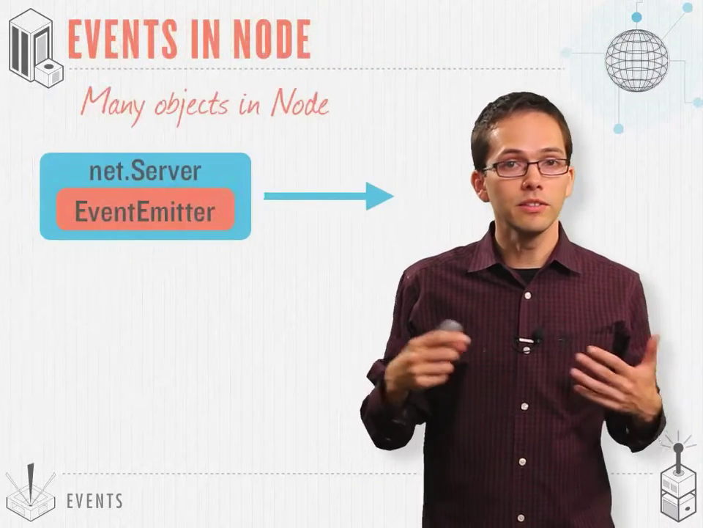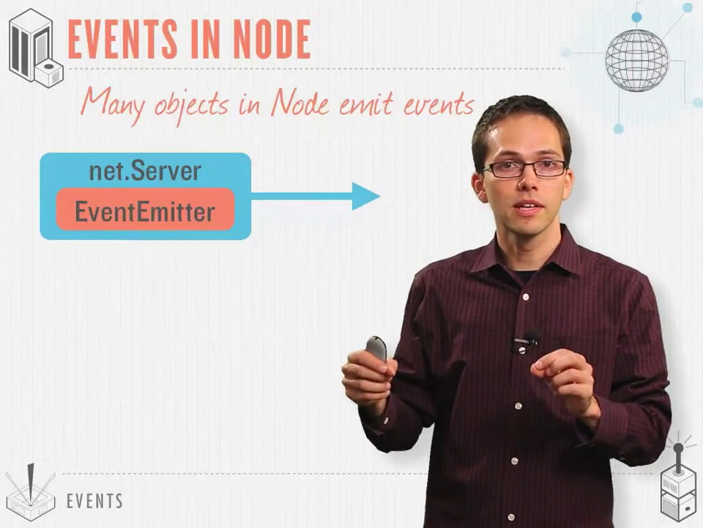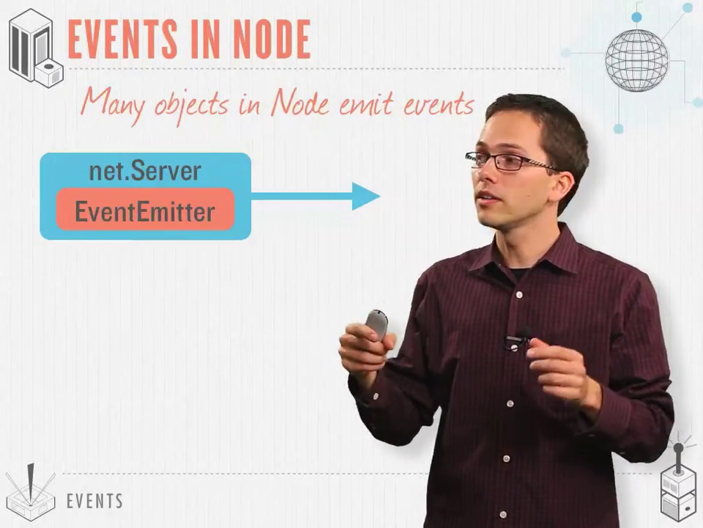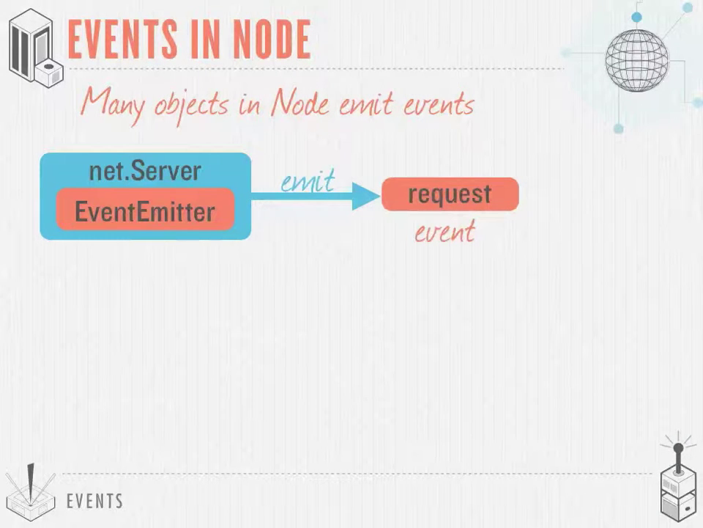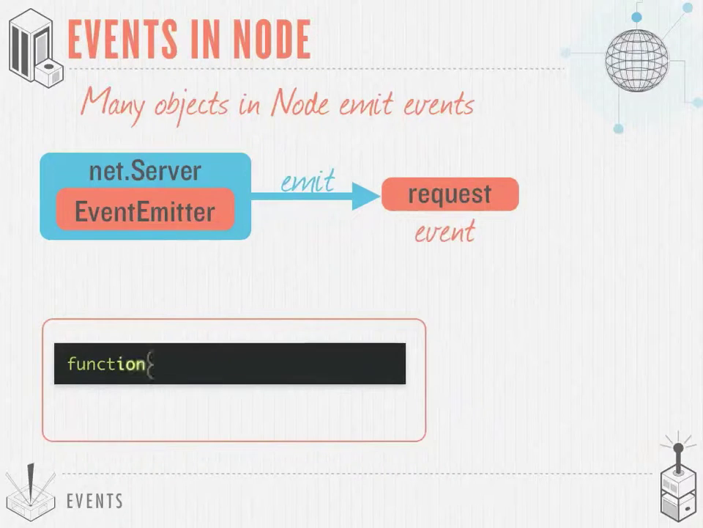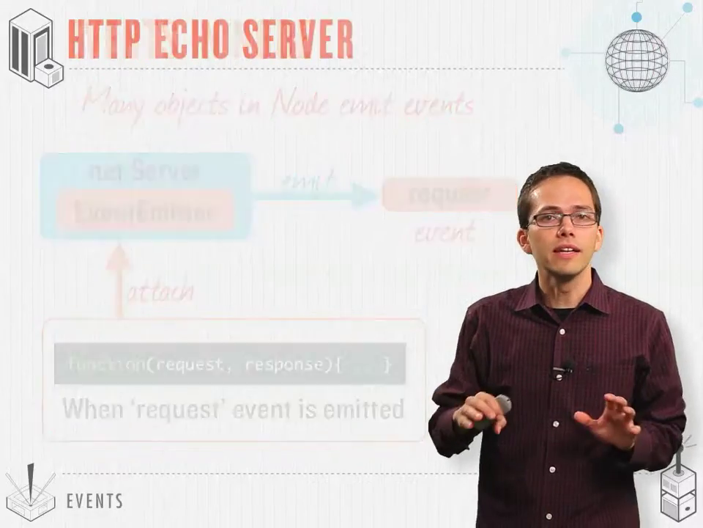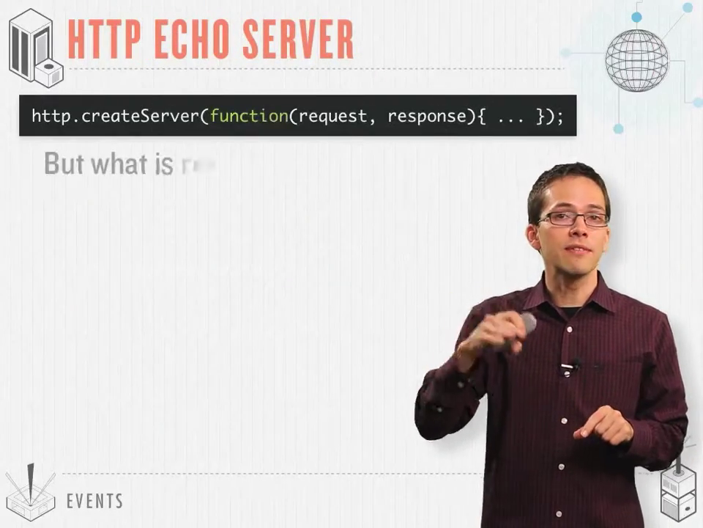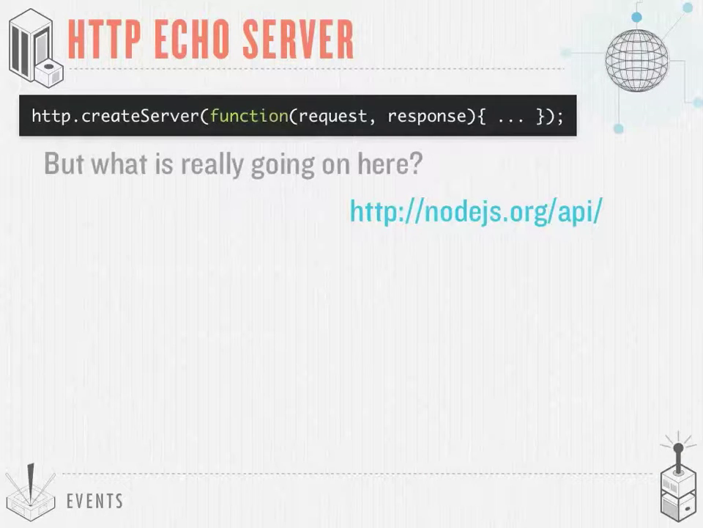So back in level 1, you'll remember we had a function with a request and a response. And we wanted that callback to be called every time our server emitted a request event. Here's the code that we wrote, but you might be wondering, what is going on here? How is that event getting attached? Well, we're going to go ahead and look at that a little deeper. We're going to dive into the documentation now and see what's going on under the hood.